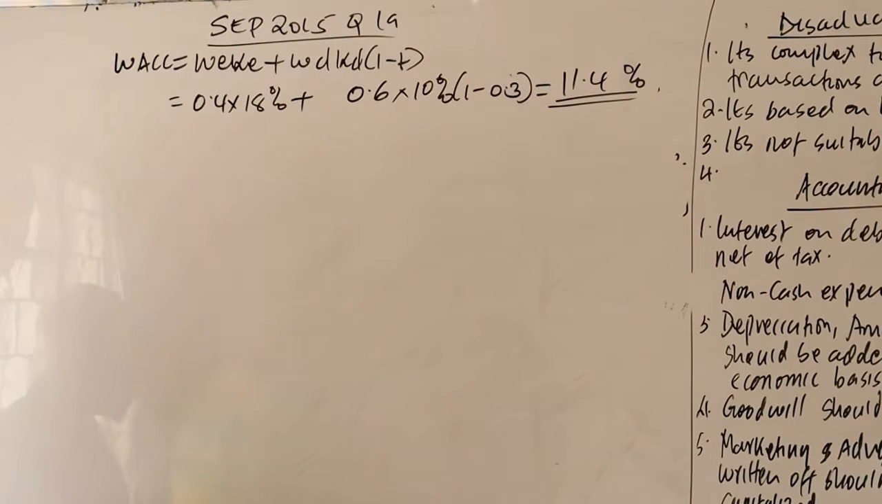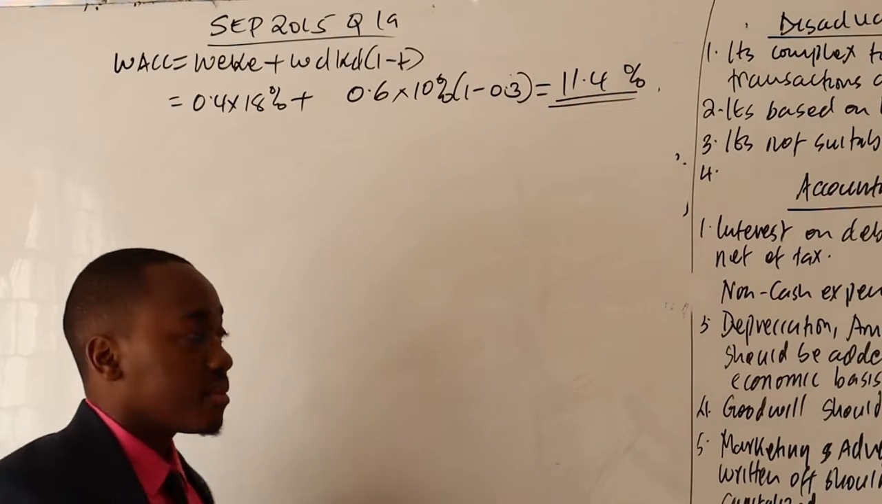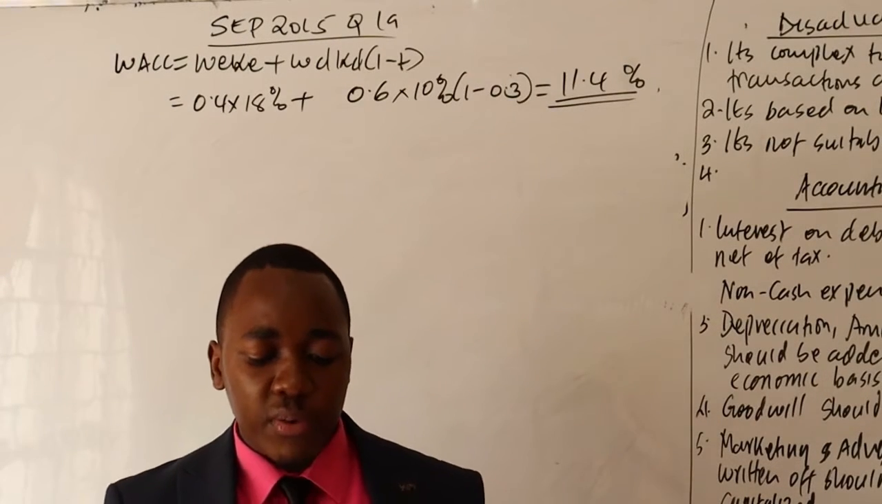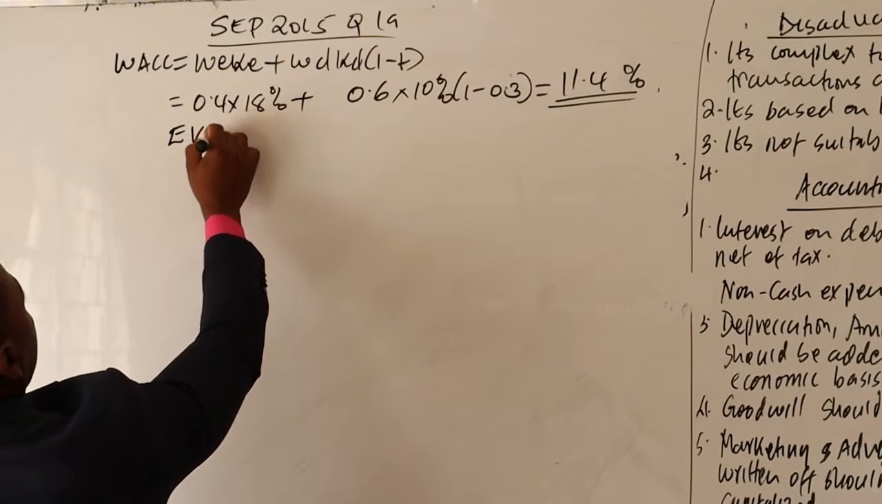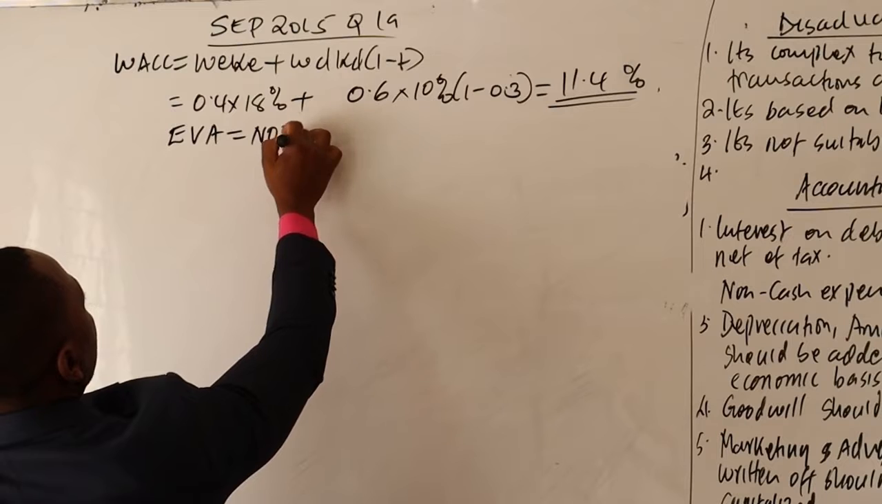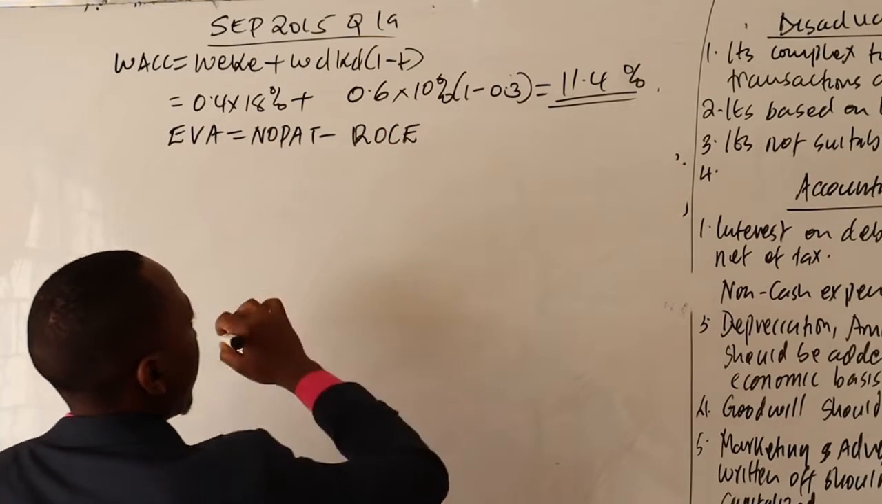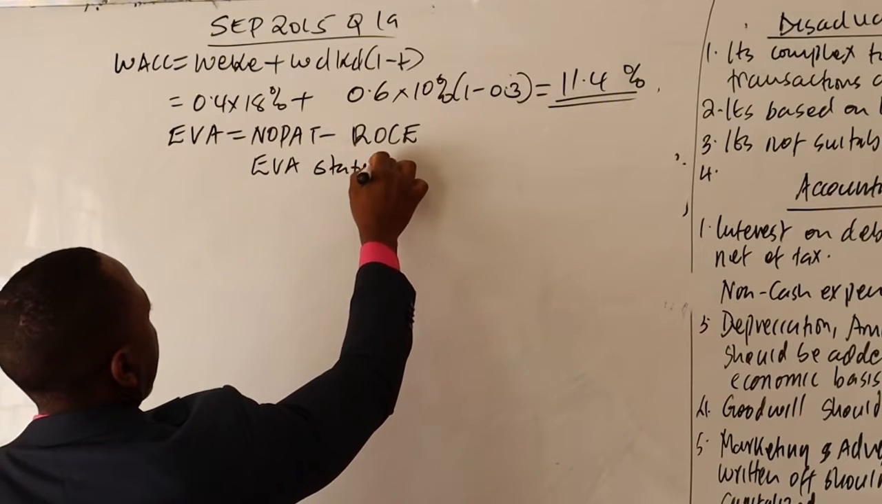You have to determine the cost of capital. Good. So now with that, how do we get EVA? Because the requirement was to calculate the company's performance using EVA. And we say that EVA is NOPAT, or net operating profit after tax, minus return on capital employed. So now let's present the EVA statement.